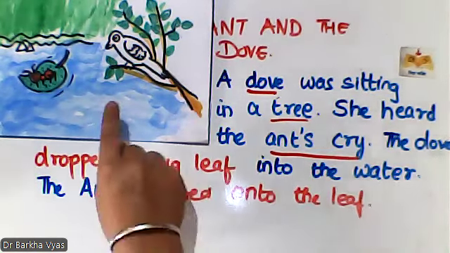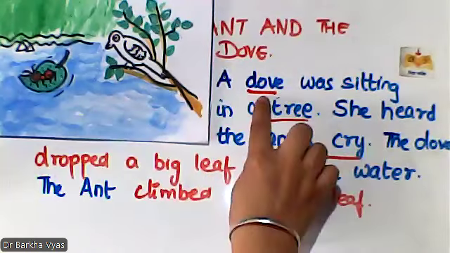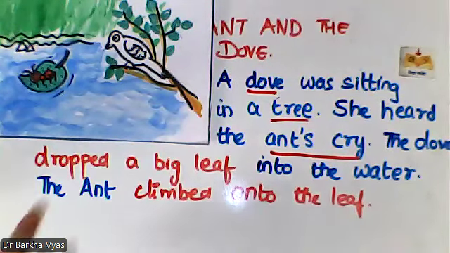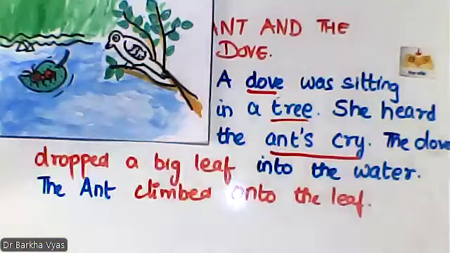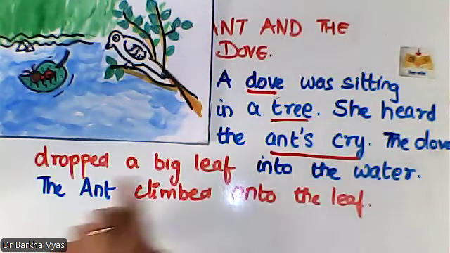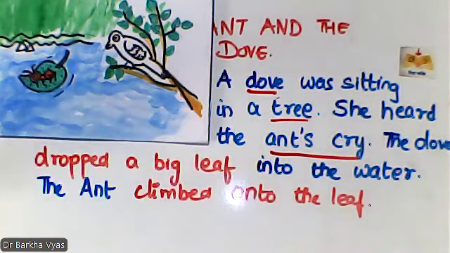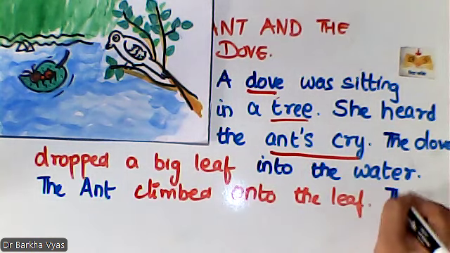So who heard the cry of the ant? The dove who was sitting in a tree heard the cry of the ant. And what did the dove do? The dove also is very intelligent. The dove dropped a big leaf into the water. The ant climbed onto the leaf. Yes. Then what happened? पत्ते क्या करते बच्चे? पत्ते नदी में डूब थोड़ी जाते हैं. Have you plucked a leaf and put it in water? आप डाल के देखिए. When you pick up a leaf and put it inside the water, the leaf will float on the water. So what did the leaf do?